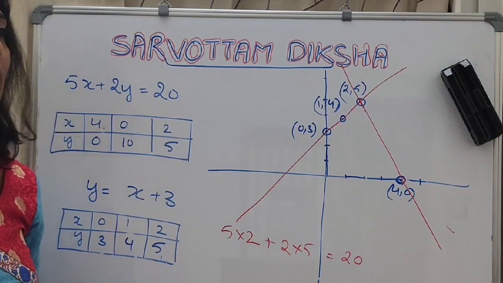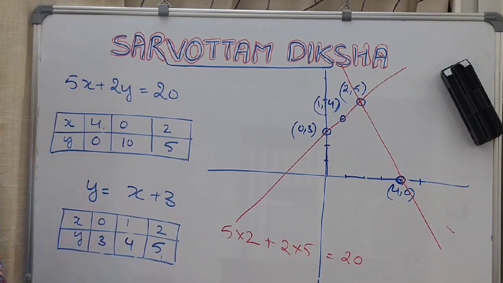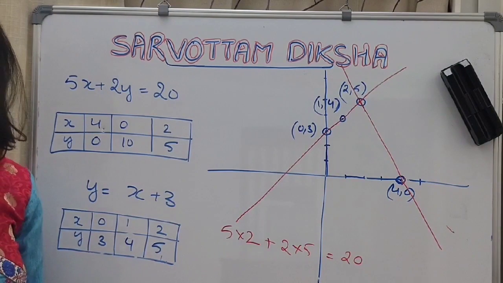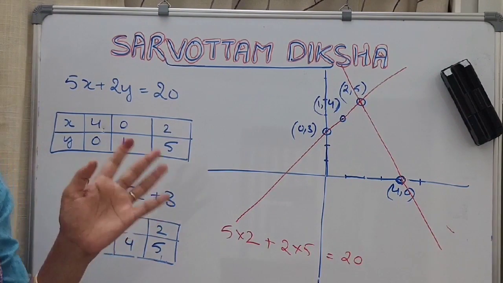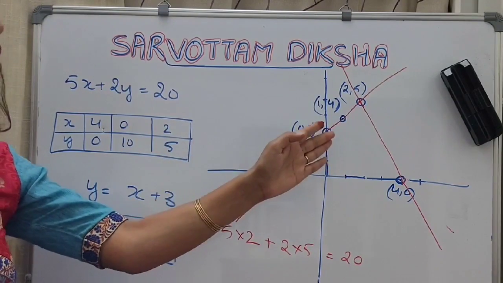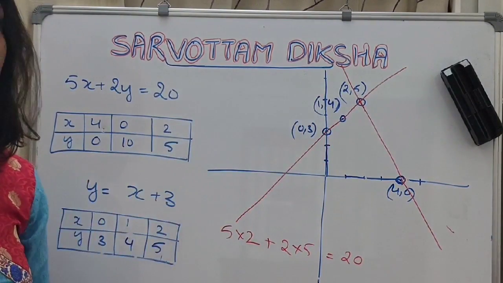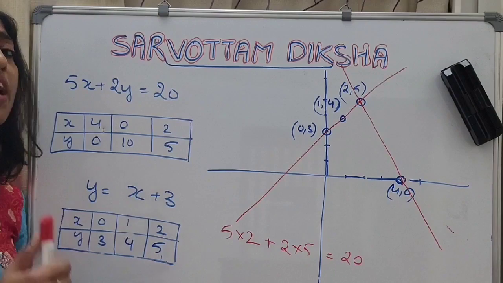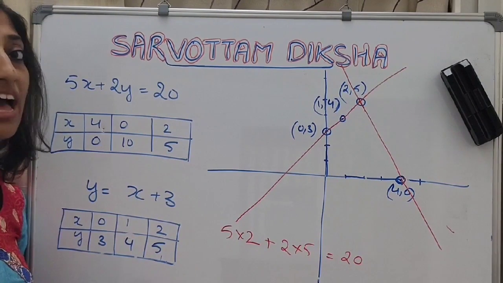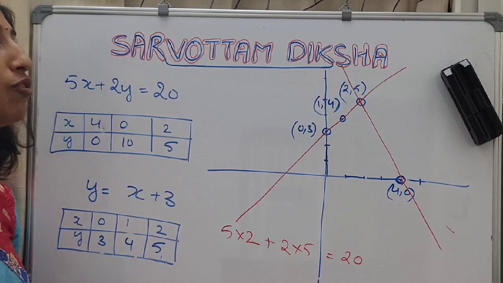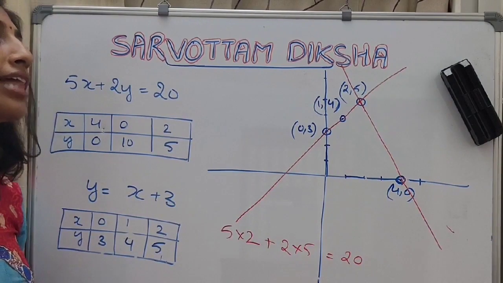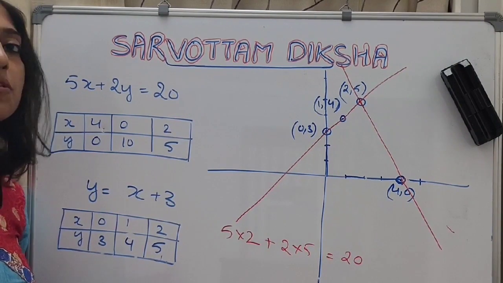So one way to find the solution of linear equations in two variables is the graphical method, which we have done here. But it is not always very easy and convenient to find the solution from this method, because plotting always takes time and you may not necessarily have graph paper every time. So we have other methods also. For finding the solution of linear equations in two variables, we will discuss them in my subsequent videos.